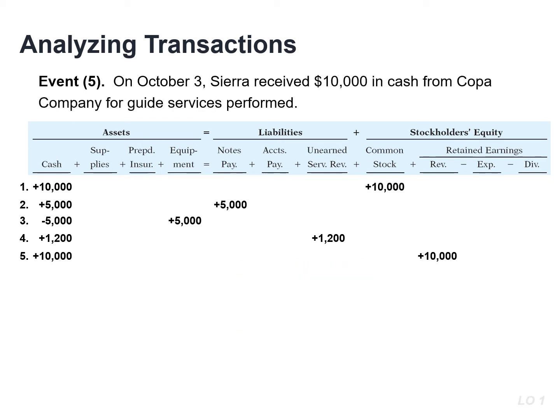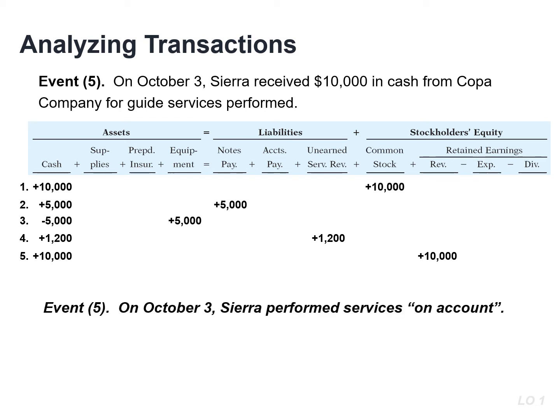Guide service is the principal revenue-producing activity of Sierra. Revenue increases stockholders' equity. This transaction increases both assets and stockholders' equity. Often, companies perform services on account, so they perform services for which they're paid at a later date. Revenue is recorded when the services are performed, even though cash has not been received. Instead of receiving cash, the company receives a different type of asset, accounts receivable.